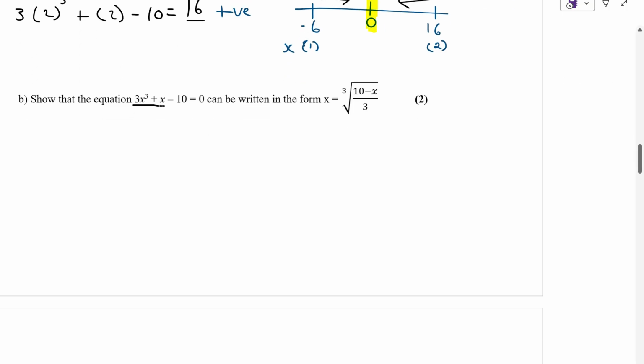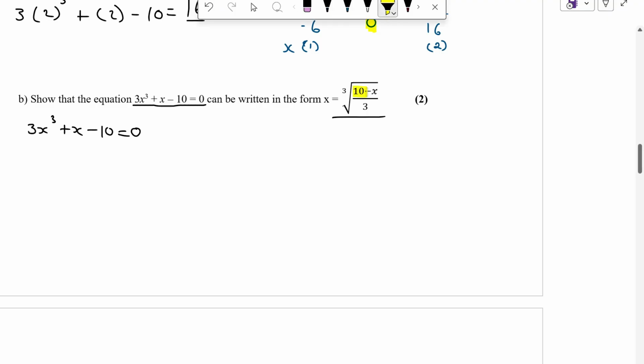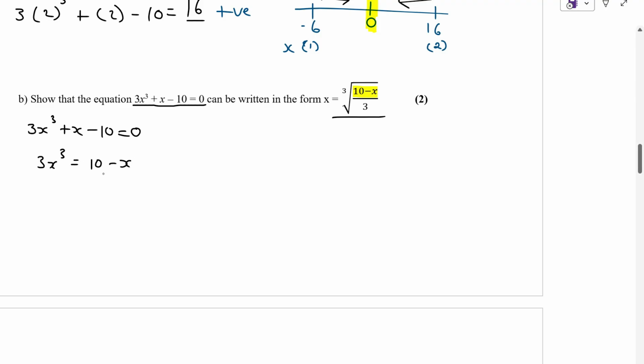Show that this equation can be written in this form. So first we're going to write out the equation. And I can see here that this has 10 minus x. So I'm just going to move over these two terms here. Okay, pretty simple. 10 minus x.